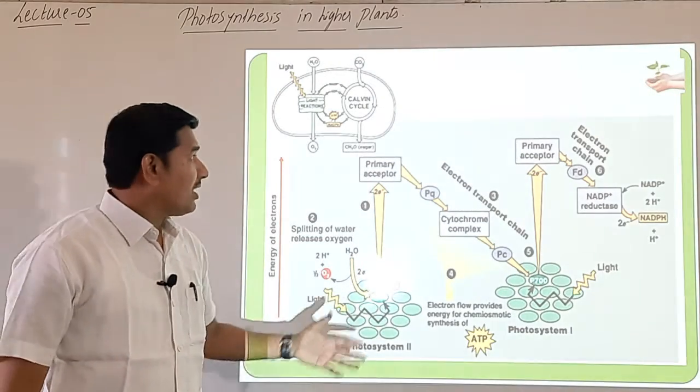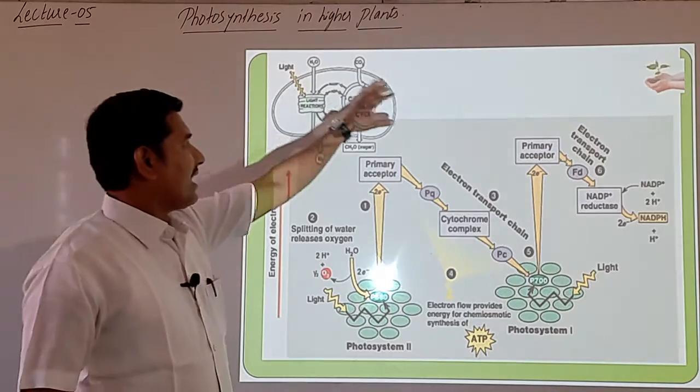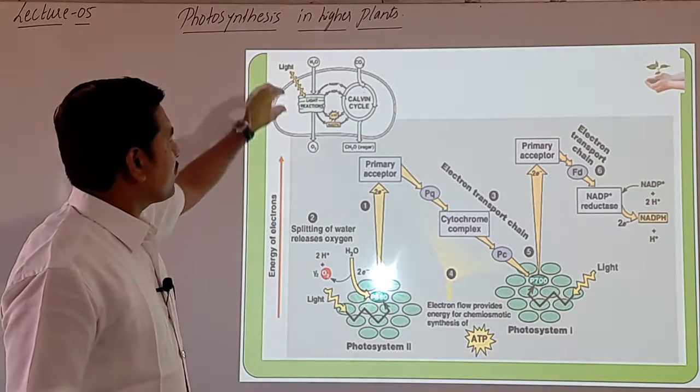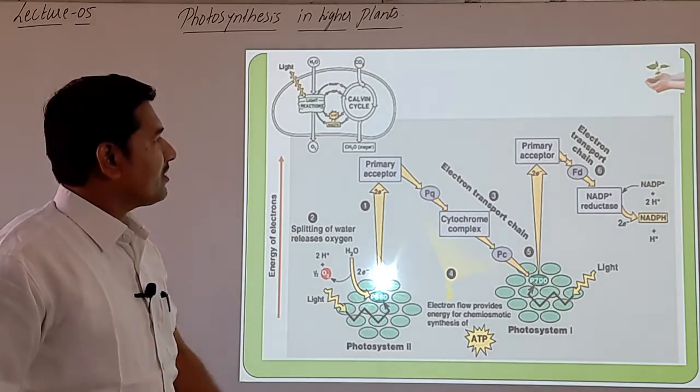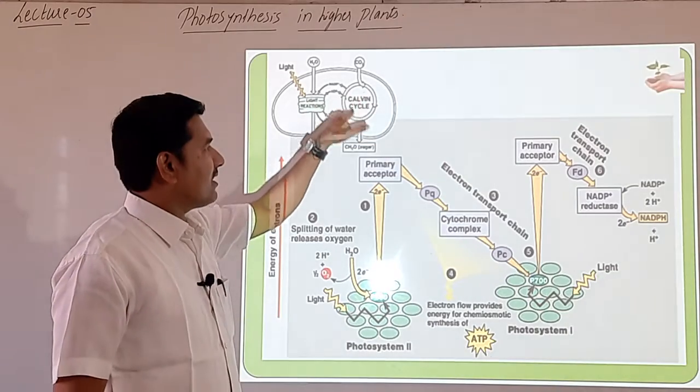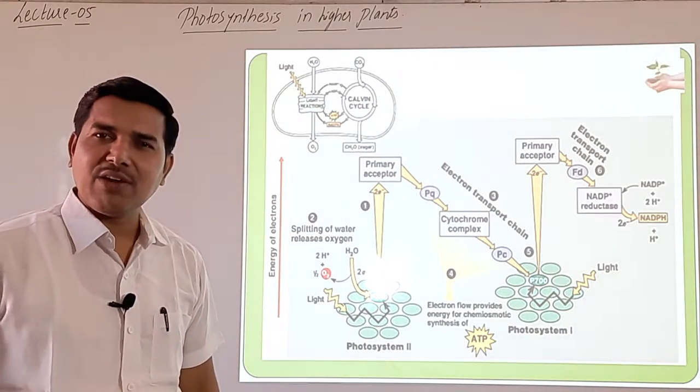Okay. Now, here we have the scheme. So, this is the diagram of the chloroplast, where it shows the light reactions occur here. Along with that, the dark reaction is represented by the Calvin cycle.